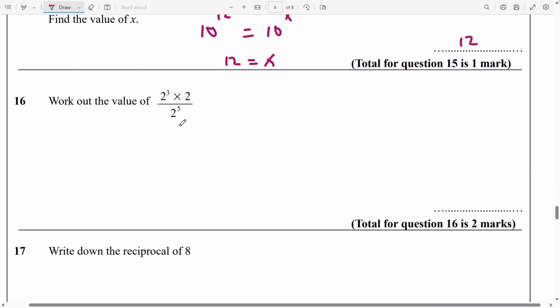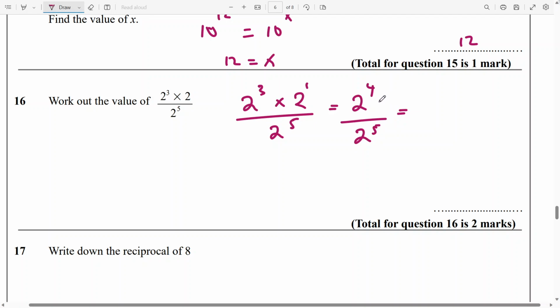And this, we need to work out the value of this. The first is going to be, let me write it out again so it becomes really clear. So we need 2 to the power of 3 times 2 divided by 2 to the power of 5. And 2 to the power of 3 is 8. I think we can do it in a different way. So you add the power, 2 to the power of 4 and 2 to the power of 5. So again, we're going to subtract the powers because we're dividing. So 2 to the power of 4 minus 5, which is 2 to the power of minus 1. And we can write it as 1 over 2.